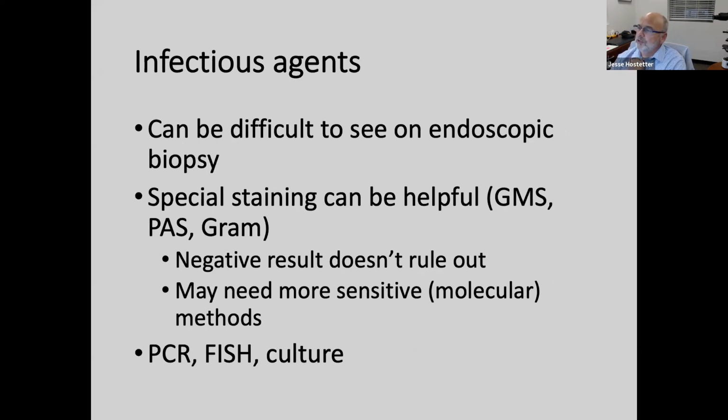Well, I do have a few slides. I want to talk a little bit about infectious agents. I brought these along just because they're kind of neat. It can be difficult to see infectious agents on endoscopic biopsies, and sometimes on full thickness as well. We can use special staining. GMS or PAS for fungi is good. Gram stains are sometimes useful if you're lucky. And if these are negative, it doesn't mean they're not there. They just aren't there at a density that your stains are going to pick them up. PCR and FISH are pretty helpful, as well as culture when needed.